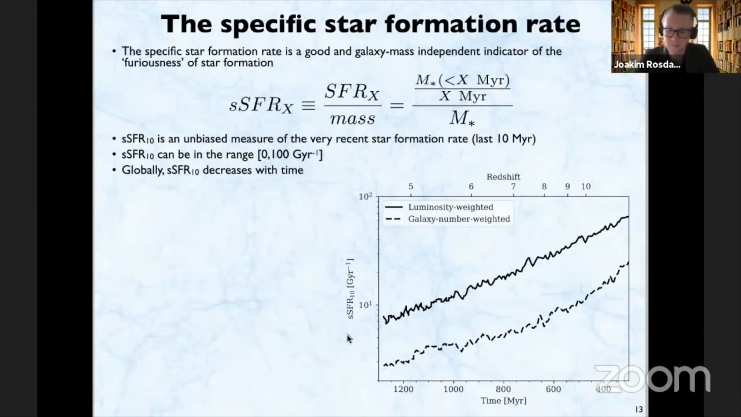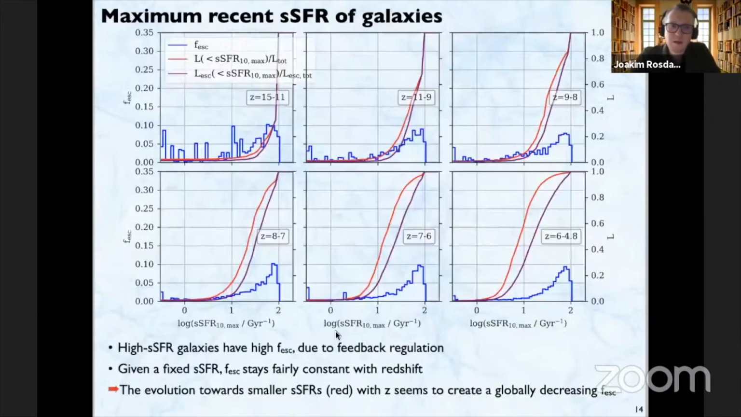Okay, so good start. Then we plot the escape fraction versus the specific star formation rate of galaxies, again across a range of redshifts. And first of all, there is a very distinct trend that galaxies with high specific star formation rates have the highest escape fractions. If you go to lower SSFRs, lower escape fractions.